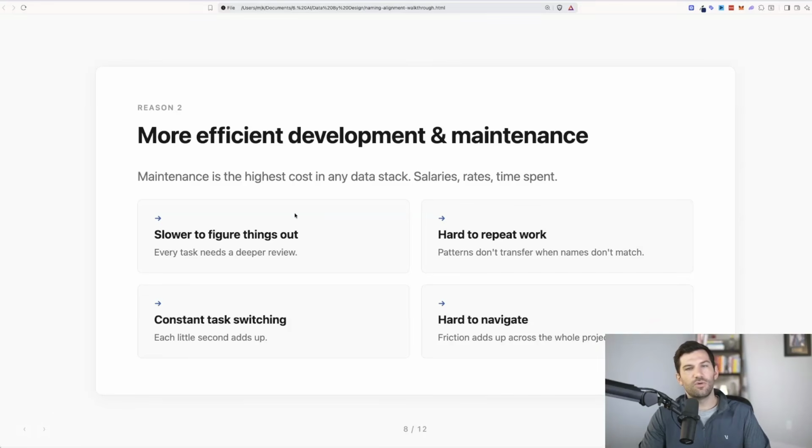So let's talk a little more specifically here about a couple examples. Number one, it's slower to figure things out. Like we've been talking about, if you don't have a consistent naming process or at least some sort of cohesive strategy around things, you have to figure it out every single time. And so it slows you down. It takes more mental bandwidth to figure it out.